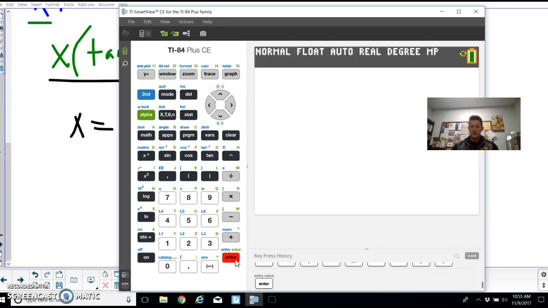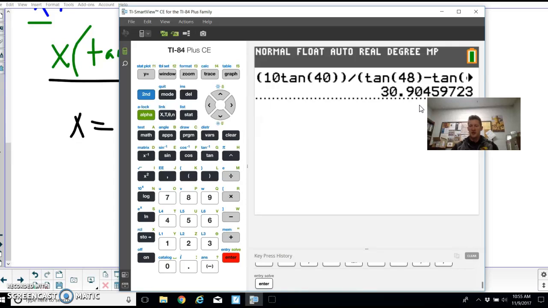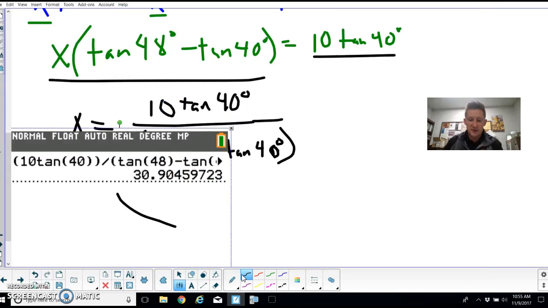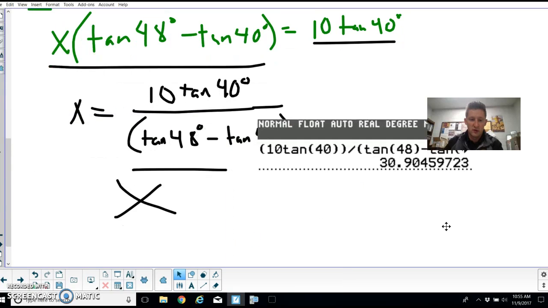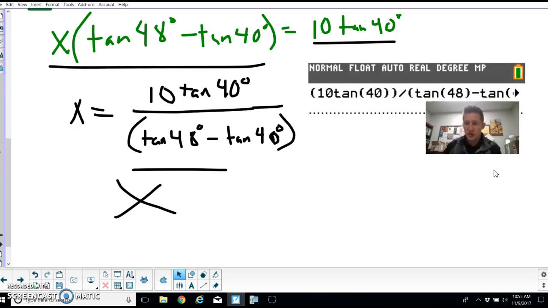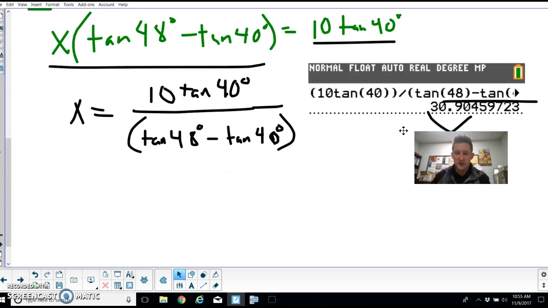I hit enter, and I get this 30.9 number. Now, I'm not going to cut that off or write that down just yet. Okay, so that's the value of x. Remember, I need to know what h is, though. That was the whole goal of all of this. Okay, just to know what h is. So this is x.